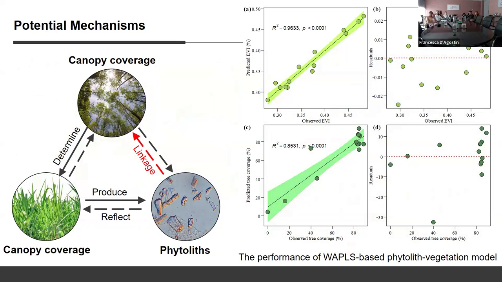To briefly summarize: the canopy structure determines how much sunlight reaches the ground floor, which eventually determines the ground floor flora. And then this will be reflected by the phytolith assemblage. So this is our basic idea. Finally, we worked with canopy coverage reconstruction to develop a model to explain this.